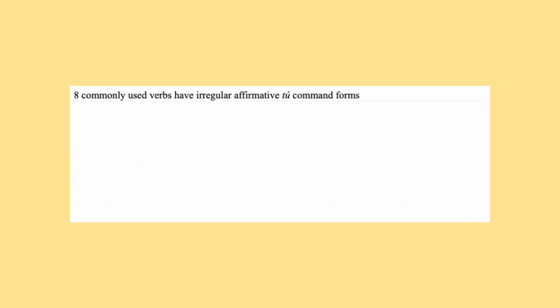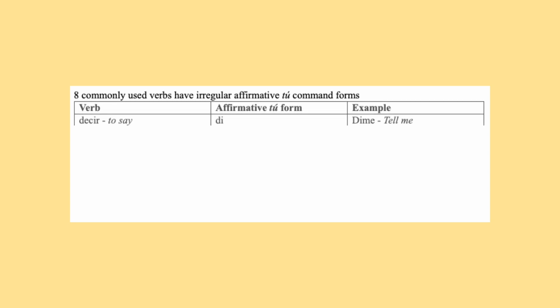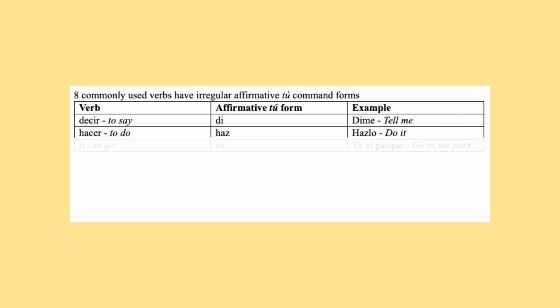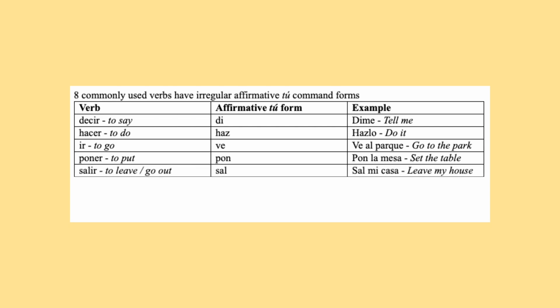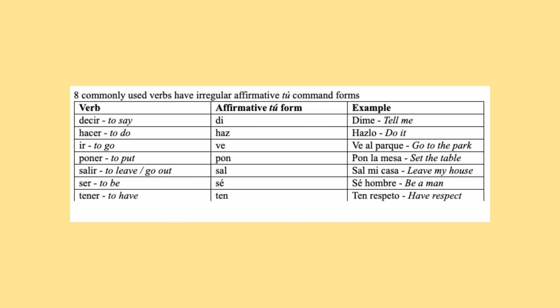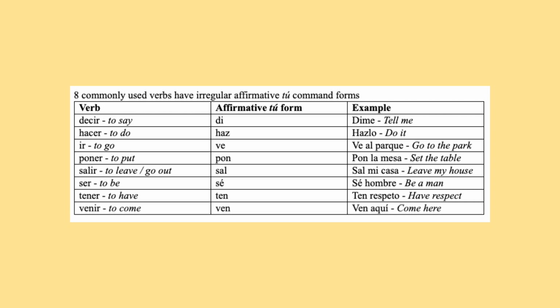Eight commonly used verbs have irregular affirmative tú command forms. Decir, di. Hacer, haz. Ir, ve. Poner, pon. Salir, sal. Ser, sé. Tener, ten. Venir, ven.